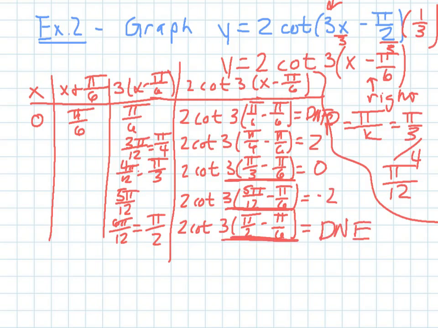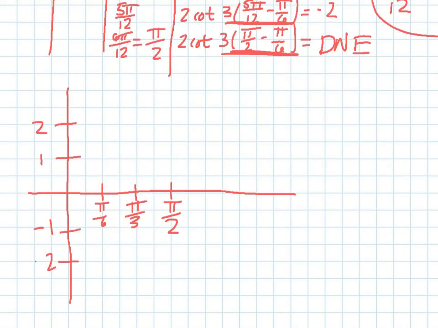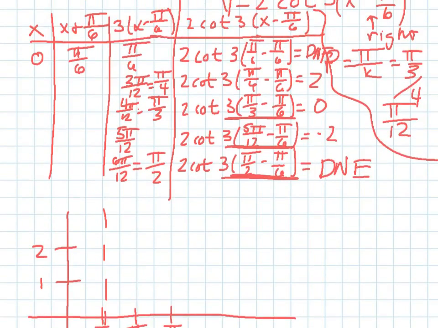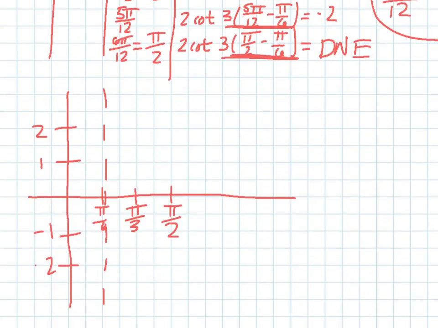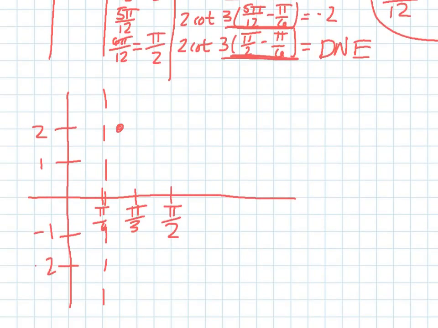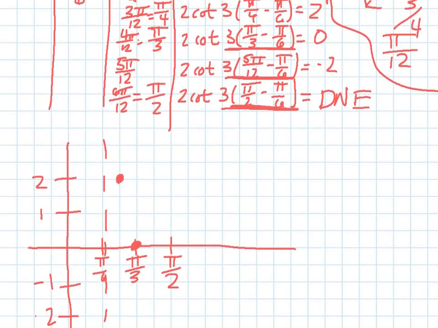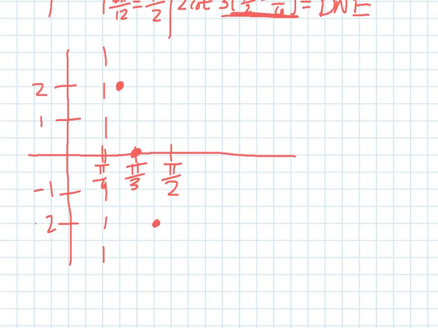Okay, so then my graph should look like, so plotting my points, I get an undefined line here, and that's at pi over 6. You're so used to 0. Sorry about that. So at pi over 6, it's undefined, and then at pi over 4, it would be 2, so it would be right here. And then pi over 3 is 0. And then at 5 pi over 12, it was -2. Okay, and then at pi over 2 again is undefined. So then our graph will look like this. Okay, have fun.